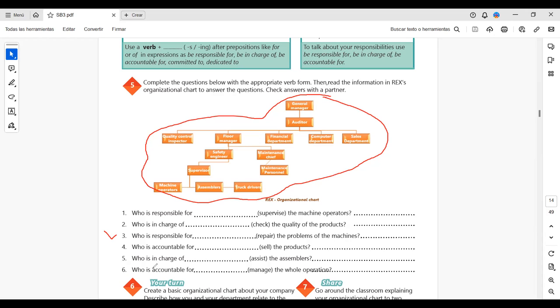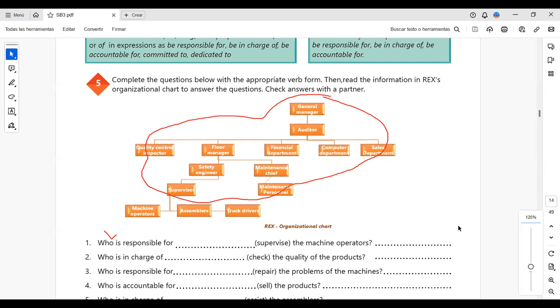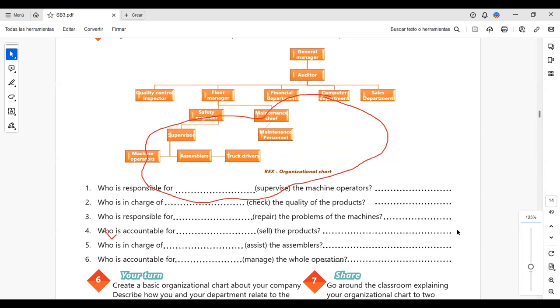Number four, who can read it, please? Who can read number four? Who is responsible for selling the products? Yes. Sales department. Who is accountable for selling the product? Who? Sales department. Sales department. Okay.